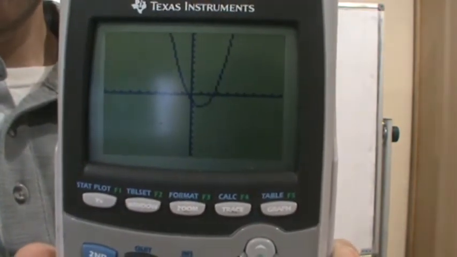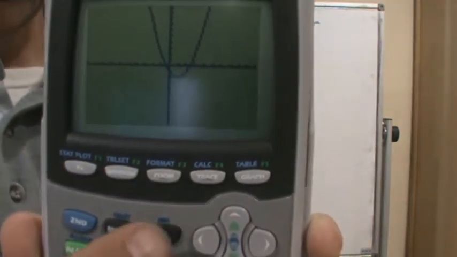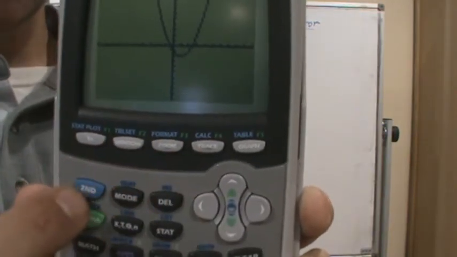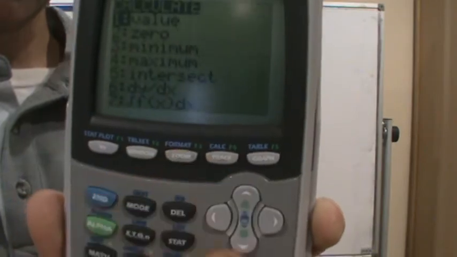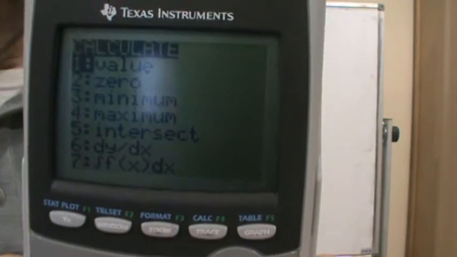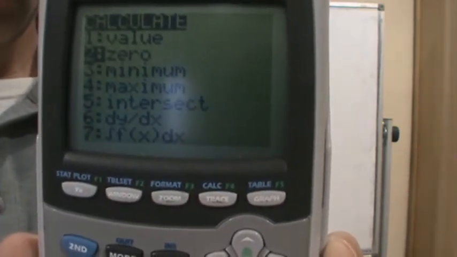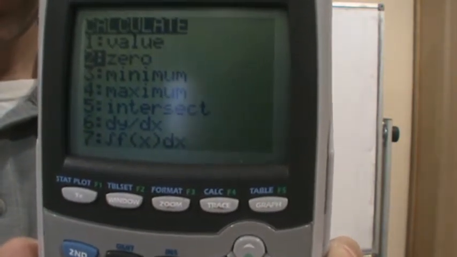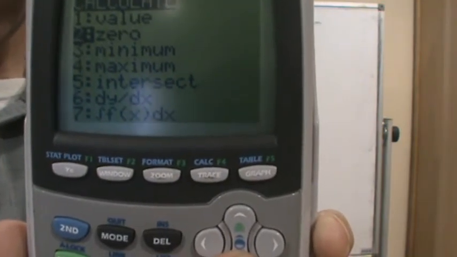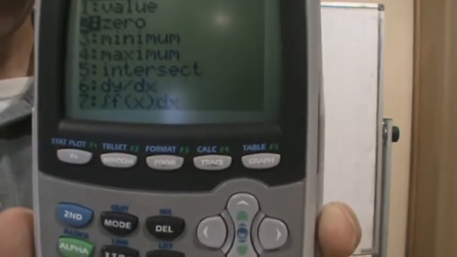And there it is. Now, I want to find the zeros. So here's what I'm going to do. I see this blue calc under here, right above the trace key. I'm going to do second calc, and now I get this menu. The menu tells me all kinds of different things. So what I want is the 0, right? That means I want to find where it's 0 at. Okay? So I'm going to hit enter to select it.